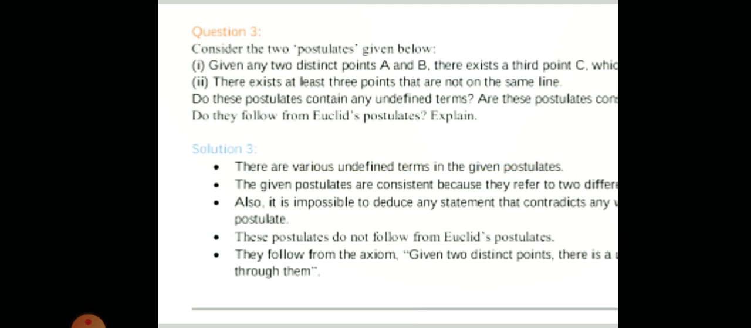The given postulates are consistent because they refer to two different points. Also, it is impossible to deduce any statement that contradicts any postulate. These postulates do not follow from Euclid's postulates. They follow from the axiom: given two distinct points, there is a third point for them.